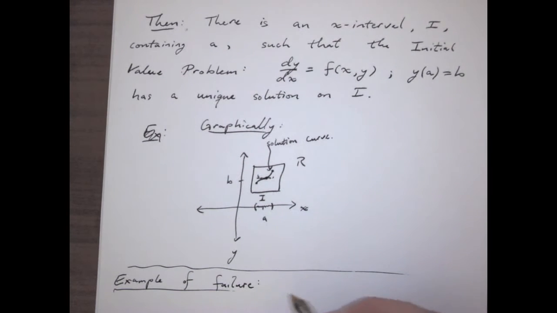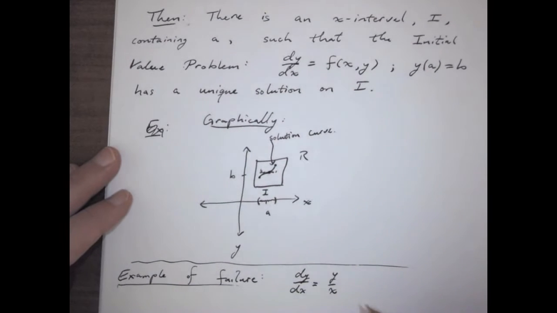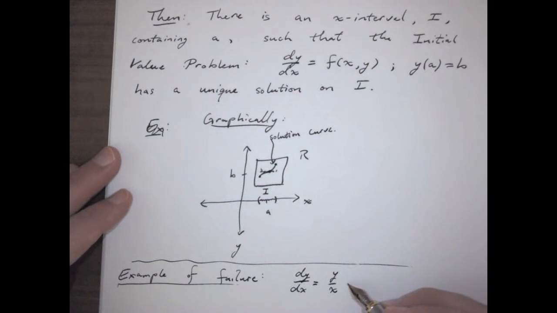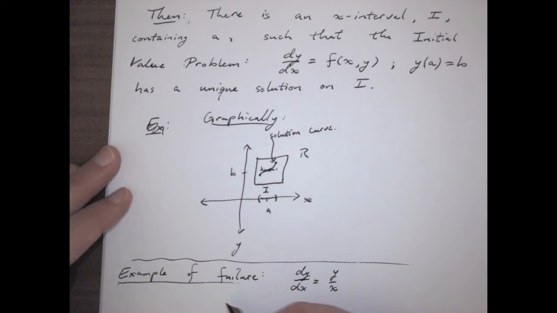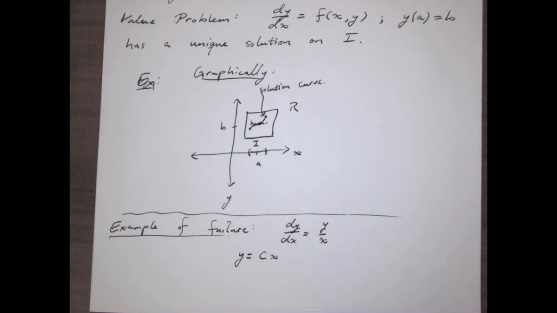So let's take the differential equation dy/dx is equal to y over x. Now, one category of function that would be a solution to this is the following: y equals cx. So this is an example of a family of functions that would satisfy this.